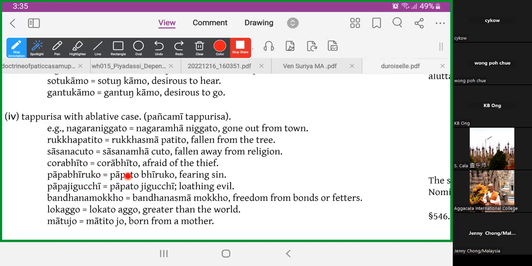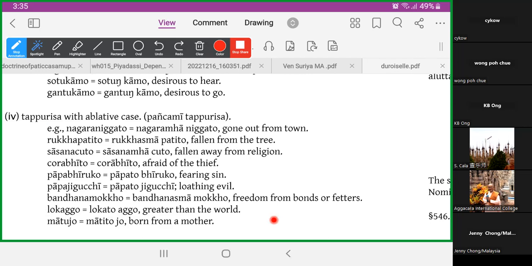Corabhito, afraid of the thief. Papabiruko, papato biruko, fearing sin. Papajiguccho, papato jiguccho, loathing evil. Bandhanamokkho, bandhana mokkho, freedom from bonds of fetters. Lokatoagago, lokato aggo, greater than the world. Matujo, matito jo, born from a mother.